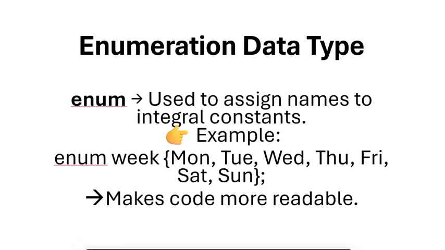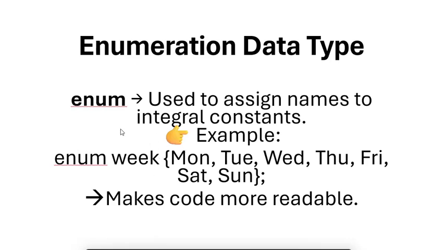Let us move to the next topic, that is enumeration data types. In that we have enum. It is used to assign names to integral constants. For example, enum week. Enum is a data type, week. Here I have Monday, Tuesday, Wednesday, Thursday, Friday, Saturday and Sunday. It makes the code more readable because Monday will be 0, Tuesday will be 1, Wednesday 2, Thursday 4, Friday 5 and Saturday 6, Sunday will be 7. This is how it is going to give the outputs for this input.